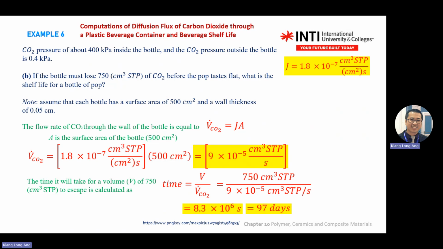The CO2 will become flat, which means when you open it, you won't have the sound. It's just like normal water. Okay, so the steps are standard.